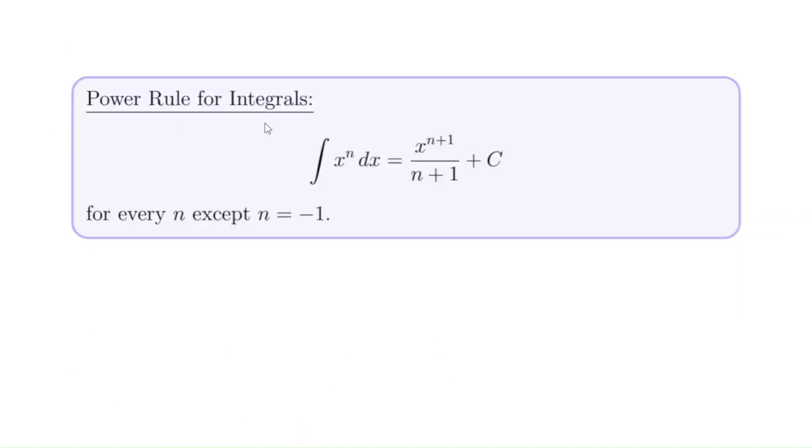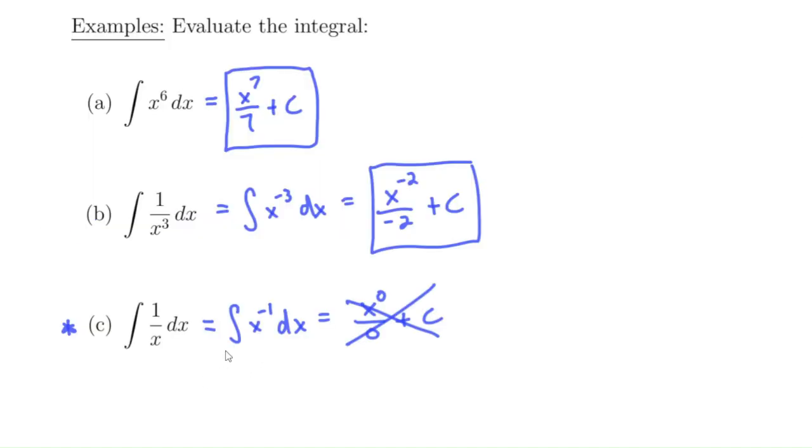In fact, if we look at the power rule for integrals, it says that the way to take the integral of x to the n is x to the n plus 1 over n plus 1 plus c. It says it works for every n except n equals negative 1, and that's exactly the case that we were in. So the question is, how do you do the integral of x to the negative 1 power then?